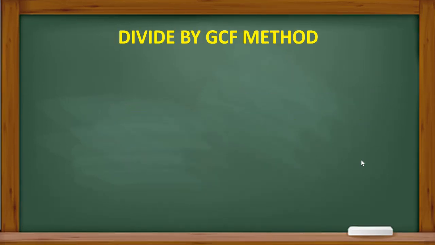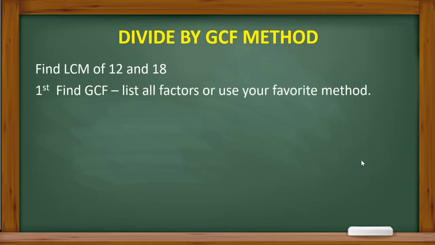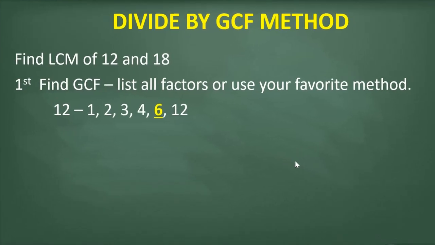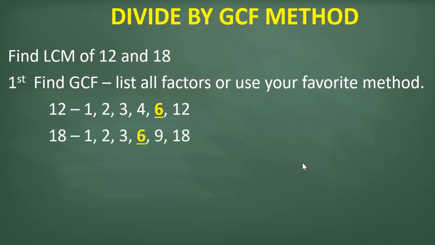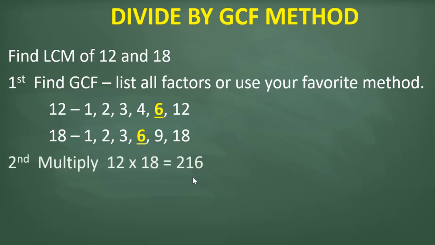Divide by the GCF method. Find the LCM of 12 and 18. First, find the greatest common factor by listing all factors or use your favorite method. So, the factors of 12 are 1, 2, 3, 4, 6, and 12. The factors of 18 are 1, 2, 3, 6, 9, and 18. So, the greatest common factor will be 6.